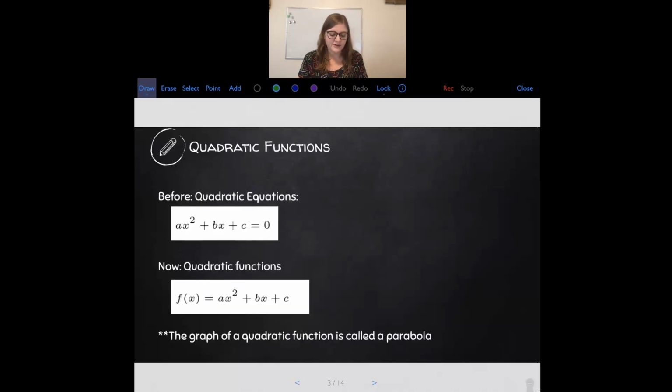Quadratic functions. Before in this class we talked about quadratic equations, which came in the form ax squared plus bx plus c equals 0. Now what we're talking about are quadratic functions. So we have f of x equals ax squared plus bx plus c. And of course a can't be 0 or else we would lose the x squared. The graph of a quadratic function is called a parabola.